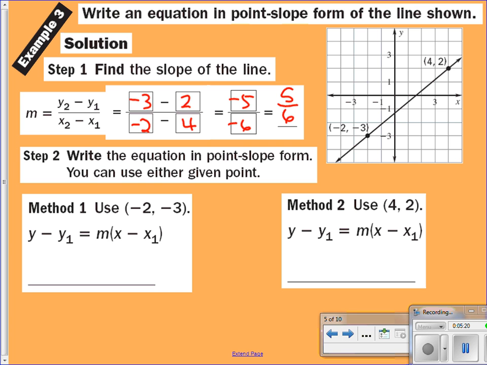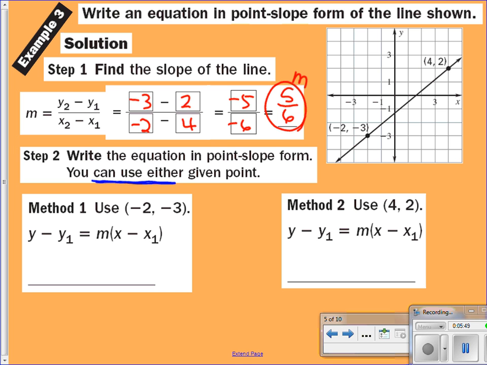Let's make sure of that on our picture. 3, 4, 5. 1, 2, 3, 4, 5, 6. You bet. My slope is 5/6. Now, because you have 2 points, you've got 2 different options for point-slope form. You can choose either point to write your answer. Let me show you how both of them actually work.